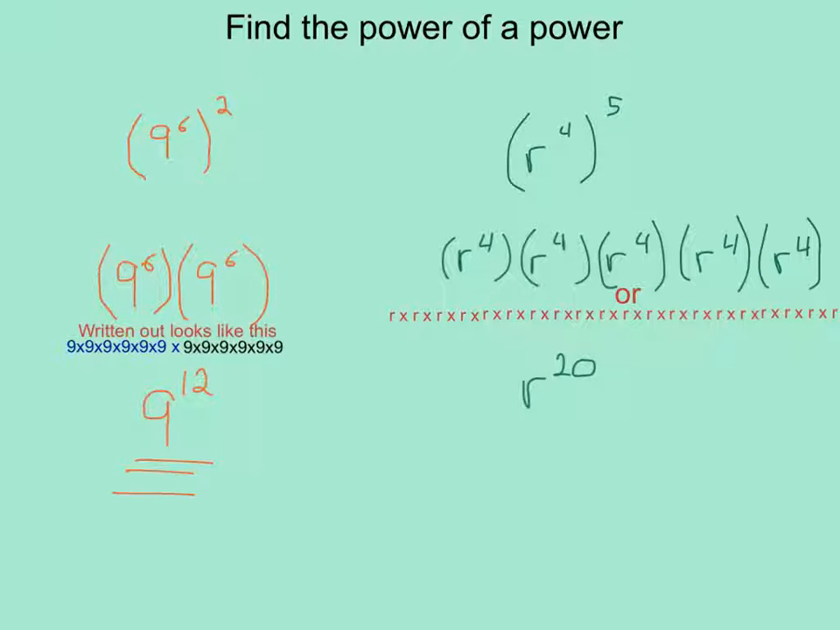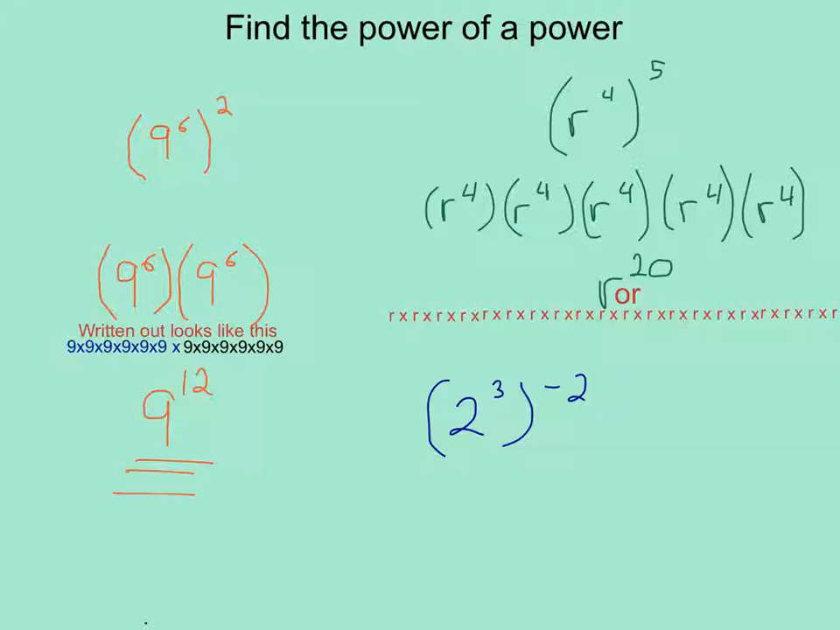Now, you maybe have just noticed that when you do a power of a power, rather than writing them out, you can just multiply them. Okay, so when we had 9 to the 6th power to the 2nd power, 6 times 2 is 12, and that's what you get for your power. Same thing here. If you multiply those, you get 20. So you can write them out. It's important to know that that's what it looks like, but a simpler way to do that is to multiply those.